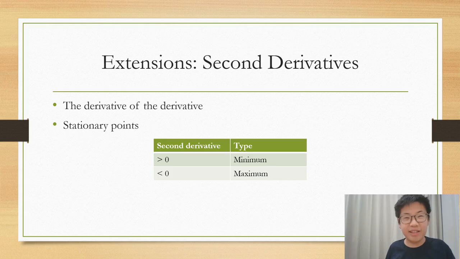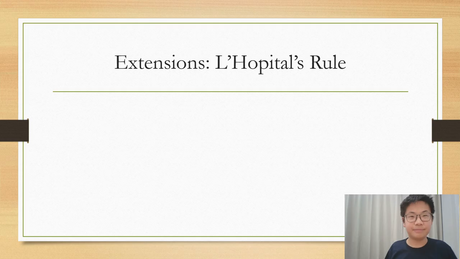If the second derivative is greater than 0, it's a minimum, and it is concave up. When it's less than 0, it's a maximum, and it's concave down. That is what we learned in university mathematics. We use the second derivative to measure concavity and find stationary points.